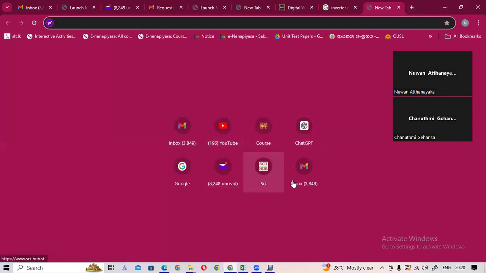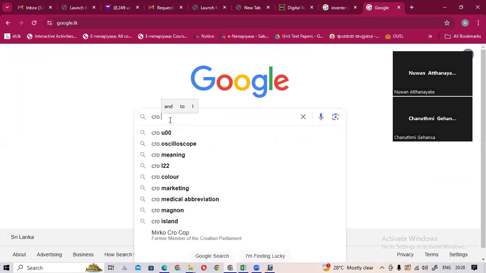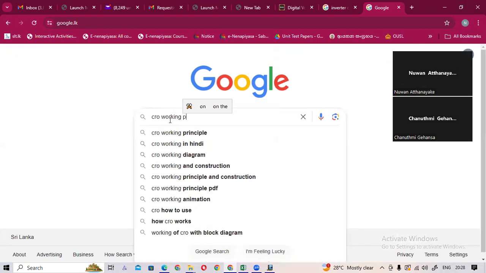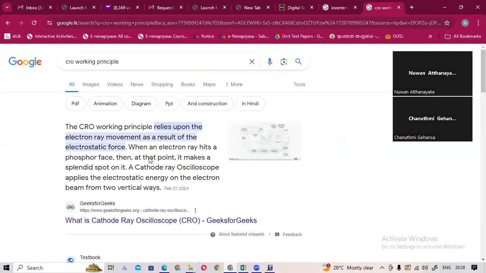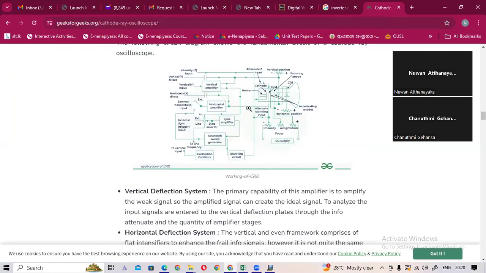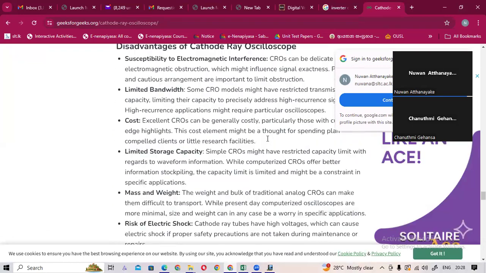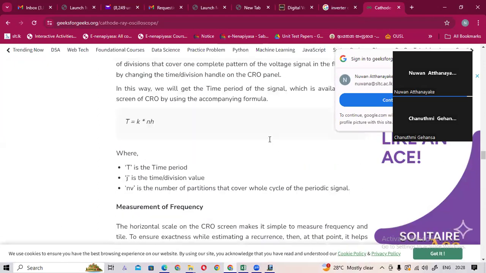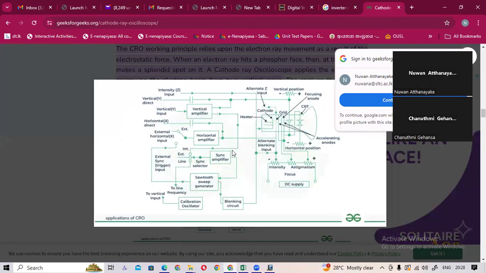For example, if you consider cathode ray oscilloscope, CRO, working principle, okay, it is somewhat complex. Maybe we can use this one. Okay, so you can see that.